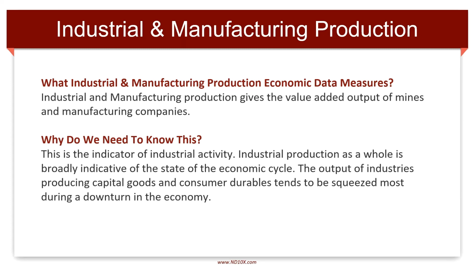The output of industries producing capital goods and consumer durables tends to be squeezed most during a downturn in the economy. So what we are looking for here is some positive data. In case we see bad data coming from industrial and manufacturing production, we are going to know that the economy is not doing really great and that there are some problems that they need to solve.